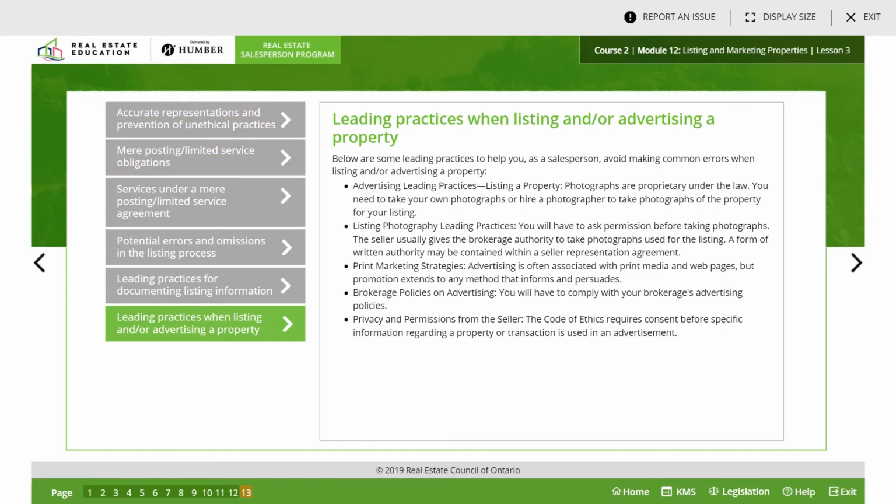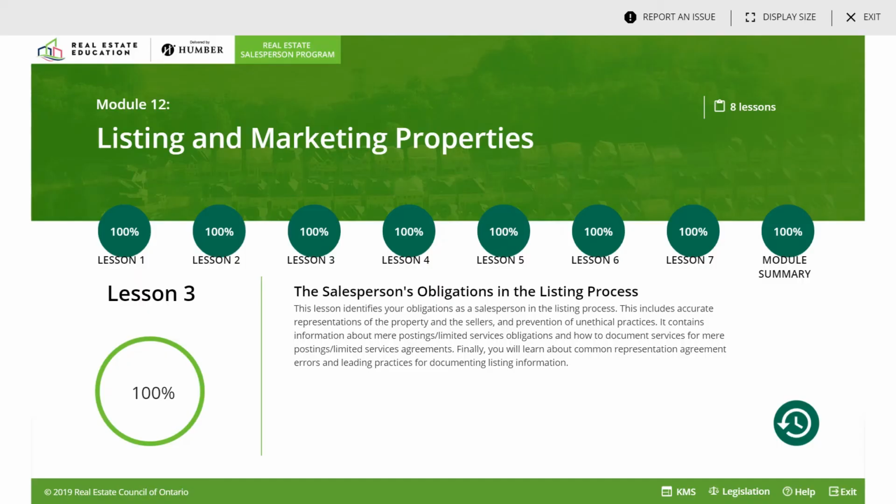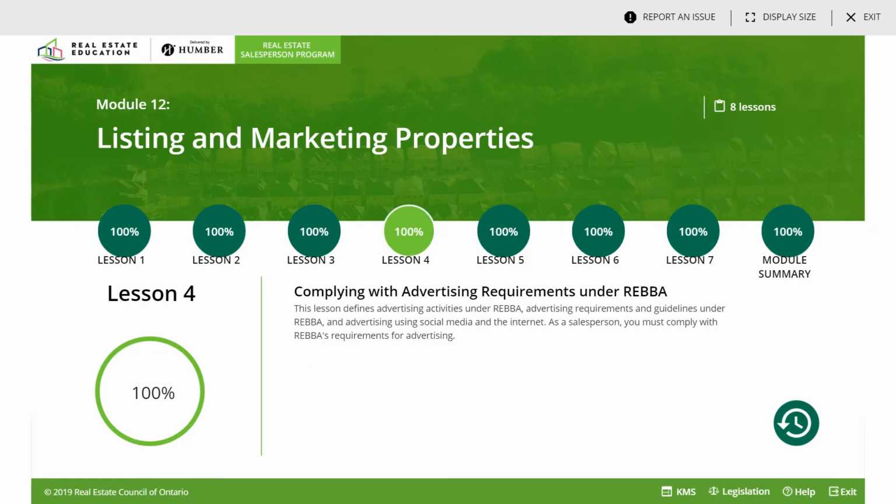Wow, a lot of information in lesson 3. Hope you got all that. Let's move on to lesson 4.